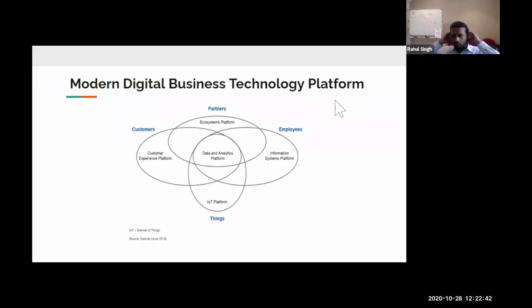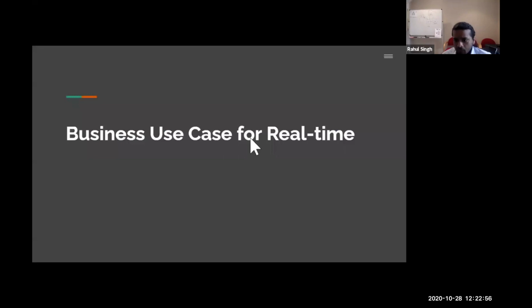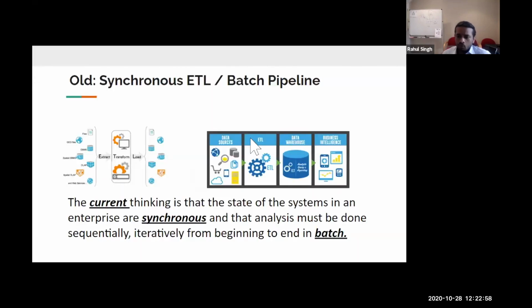We actually talked about this yesterday, which is that business platforms for mature enterprises encompass several different types of platforms. Data and analytics happens to be at the center of it, and other systems are all connected. So the old way, I wouldn't say old, it's still very relevant.